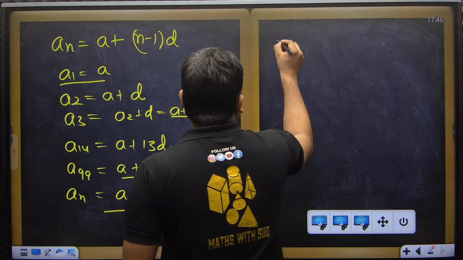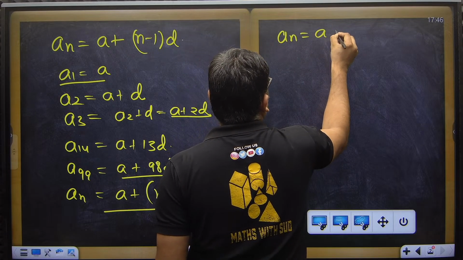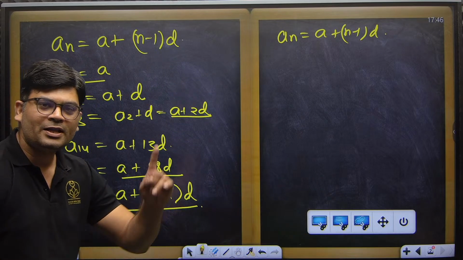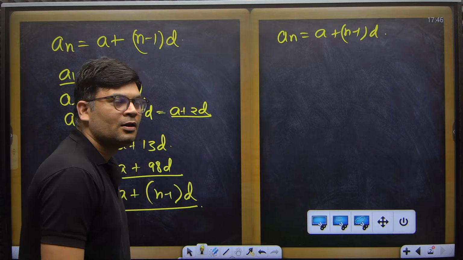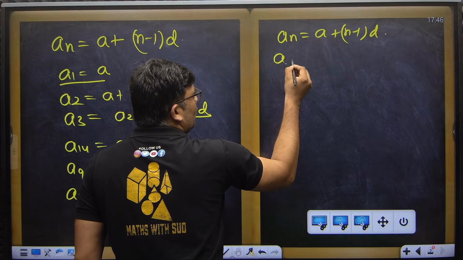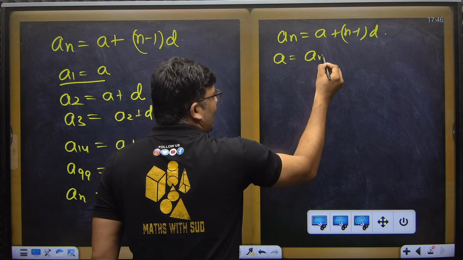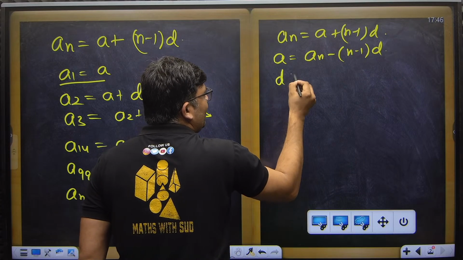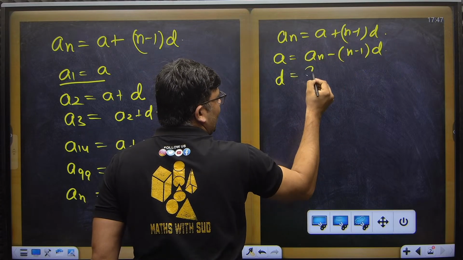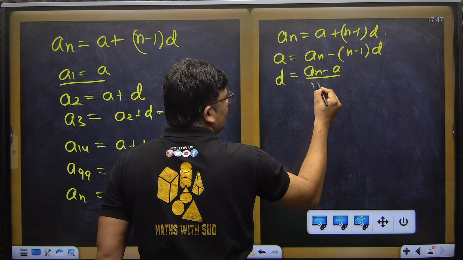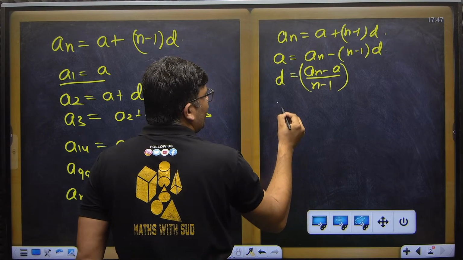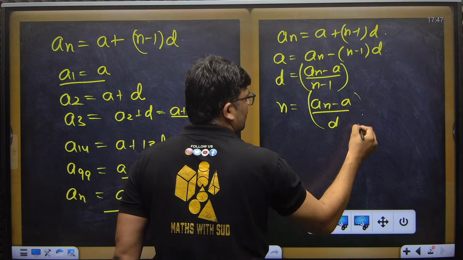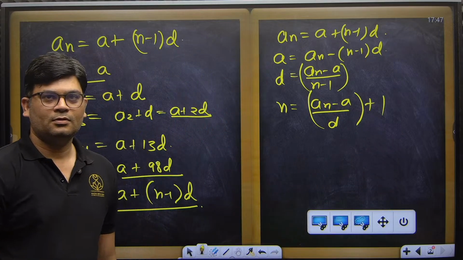If I want to calculate anything, let us say AN is equal to A plus (N minus 1) into D. I told you that is the story of the variable. You remember that? If I want to find A, what formula will I use? A is AN minus (N minus 1) times D. If I want to find D, the story of D is (AN minus A) upon (N minus 1). Very good. If I want to find N, it is (AN minus A) by D plus 1. Any doubt?